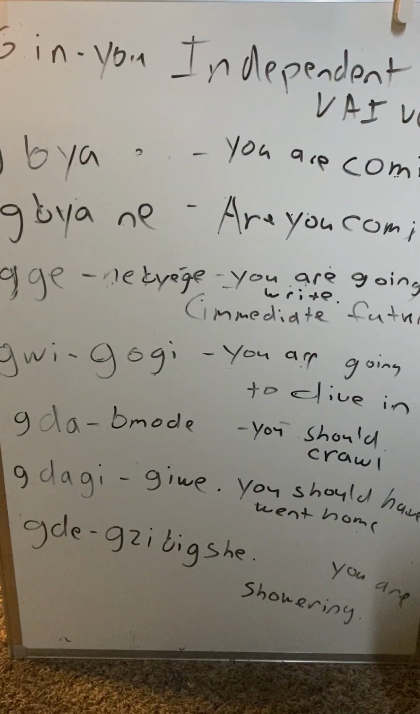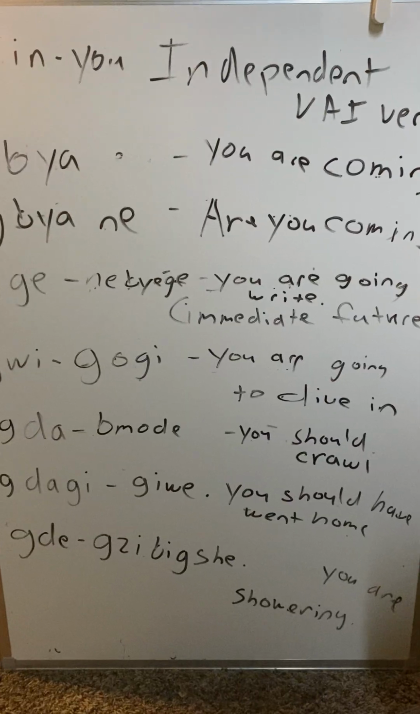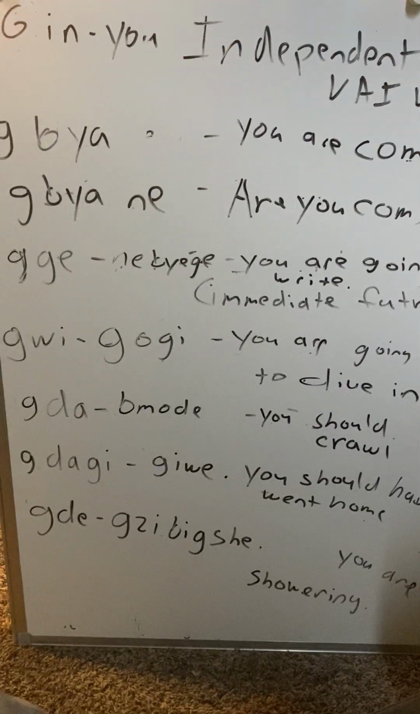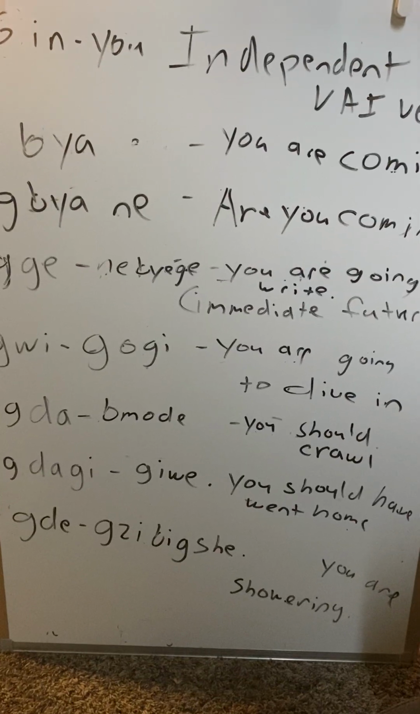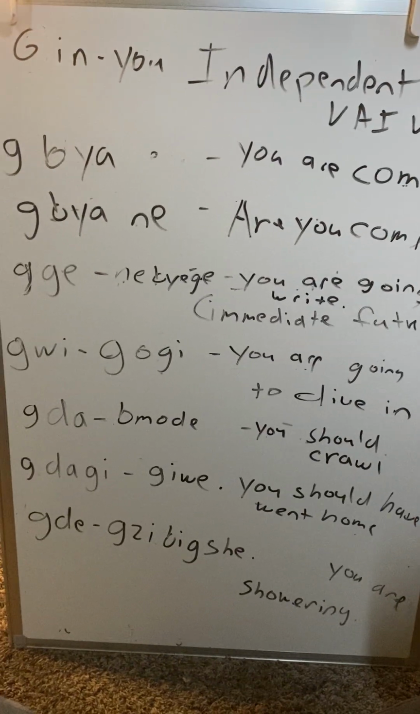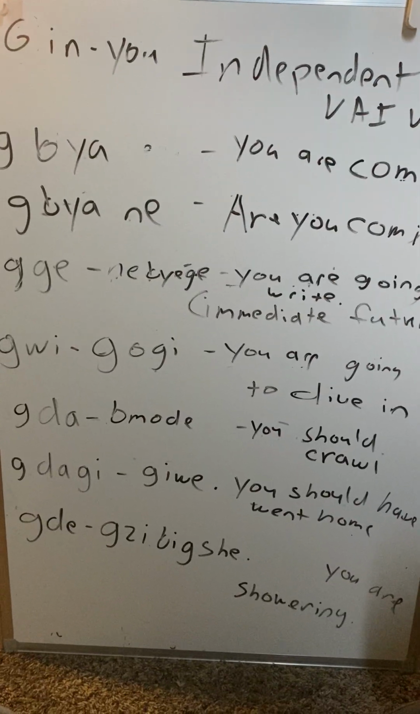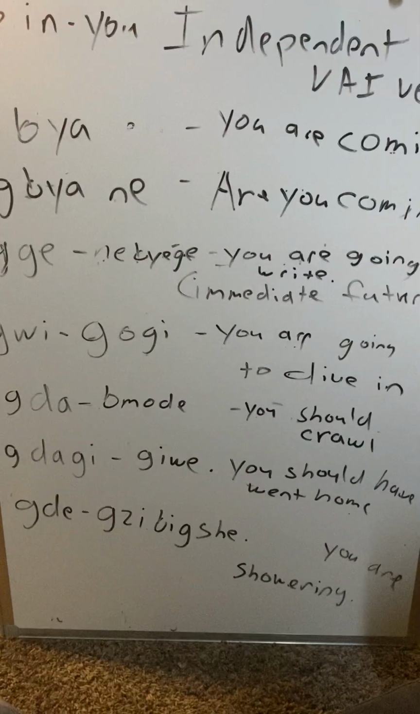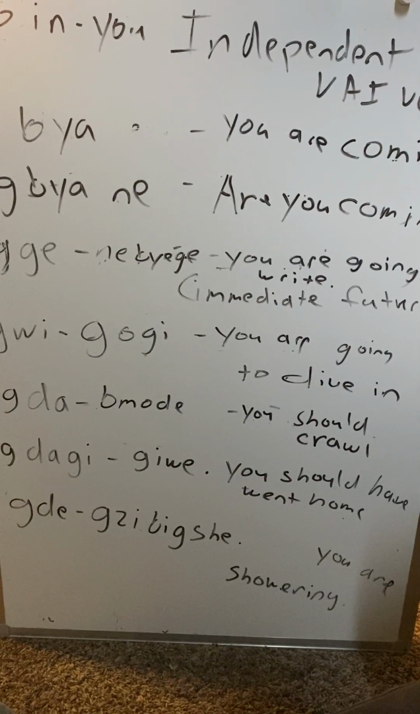Gui gogi. Gada bamode. You should crawl. And again, this is not asking somebody. It's just making a statement. Gada bamode. You should crawl. Maybe you're trying to keep low, keep out of somebody's range or sight. Gada bamode. Gada giwe. You should have went home.